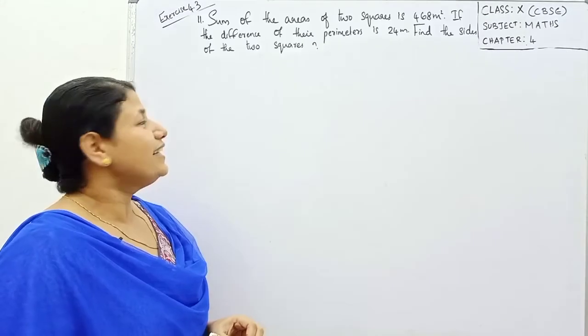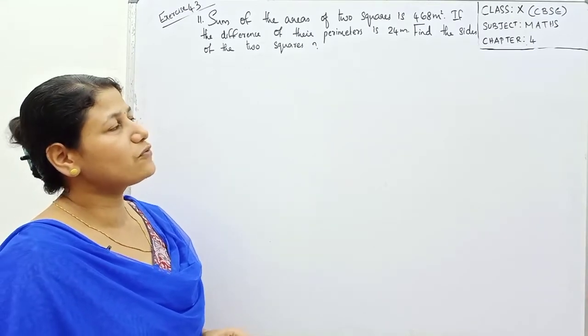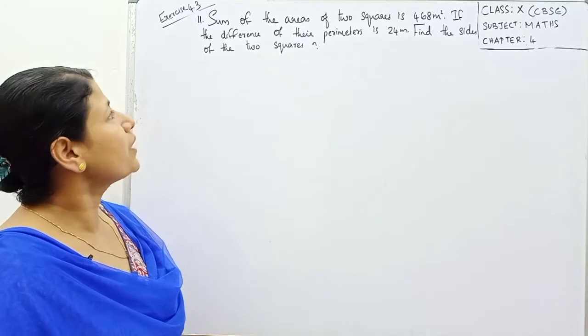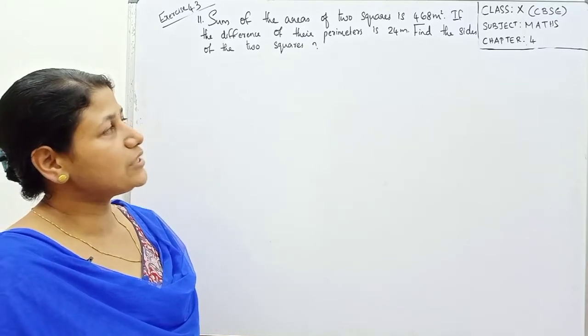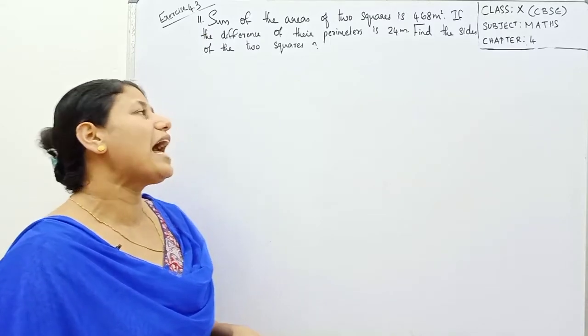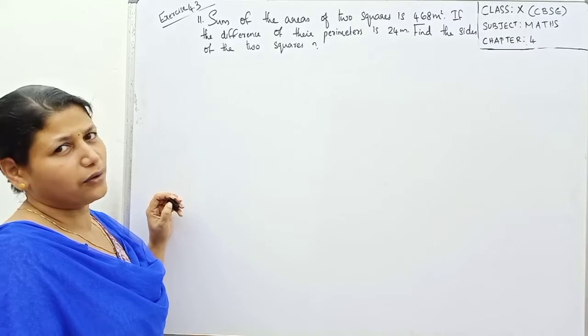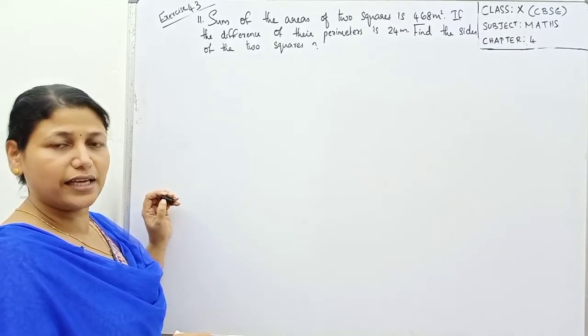Okay. Last question of that exercise, 11th one. Sum of the areas of two squares is 468 meters square. If the difference of their perimeters is 24 meter, find the sides of the two squares. So we have two squares with different measurements. What is a square? All the four sides are equal.